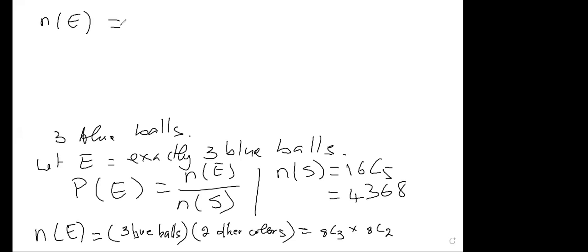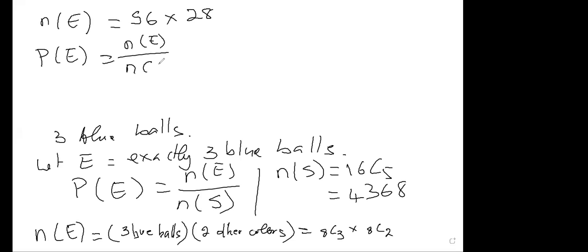What is 8 combination 3? Is it 56, 8 combination 3? And what is 8 combination 2? So the probability of E will be N of E divided by N of S.